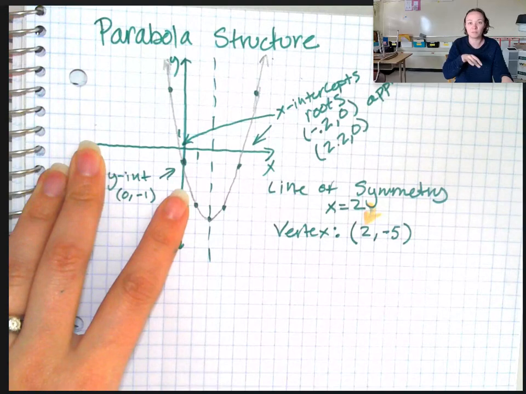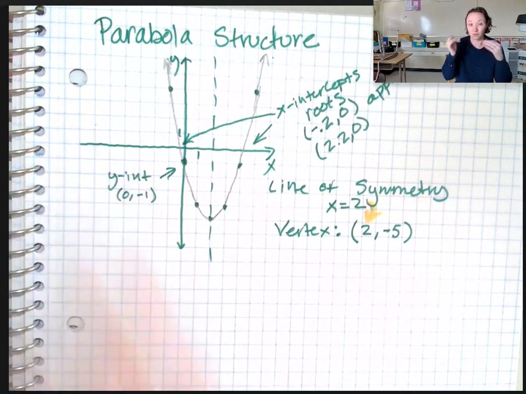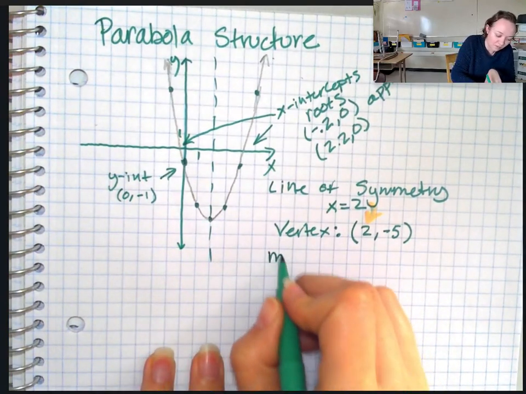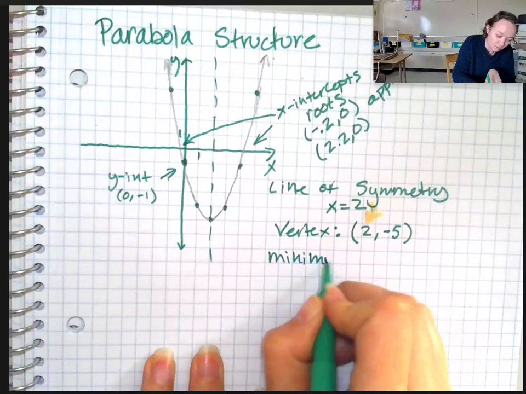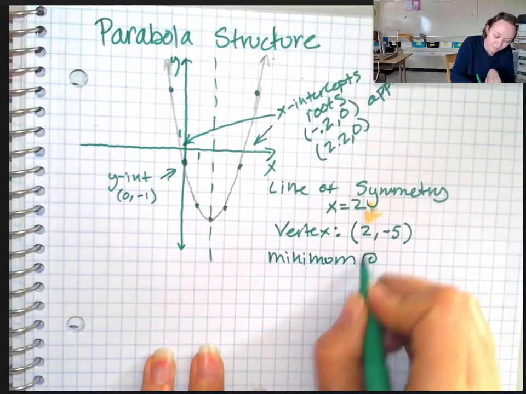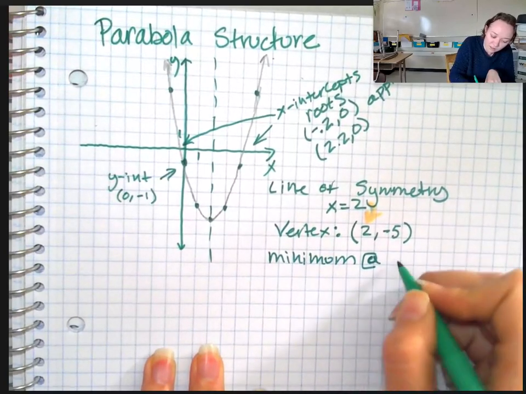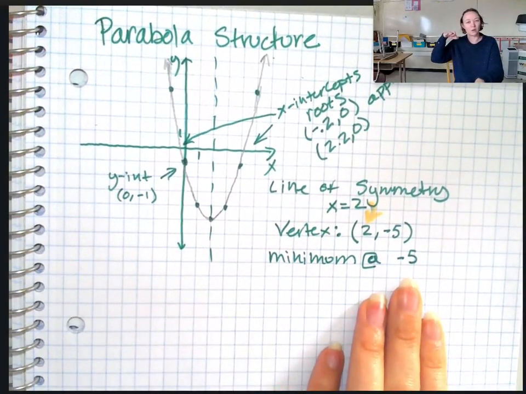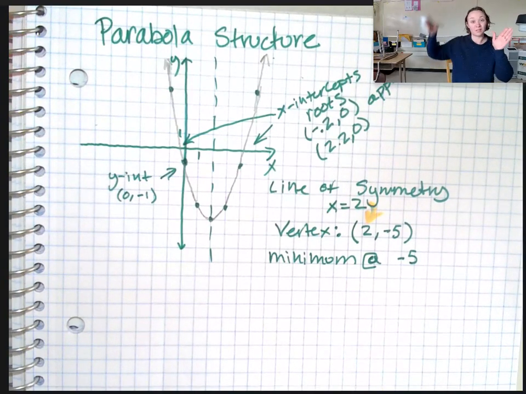So that minimum or maximum value is always the vertex, right? Because that's always going to be the spot where it turns around. So here we have a minimum at -5. We usually just report the y-coordinate when we're reporting a minimum or a maximum. If this parabola had been pointing the other direction, then it would have a maximum instead.